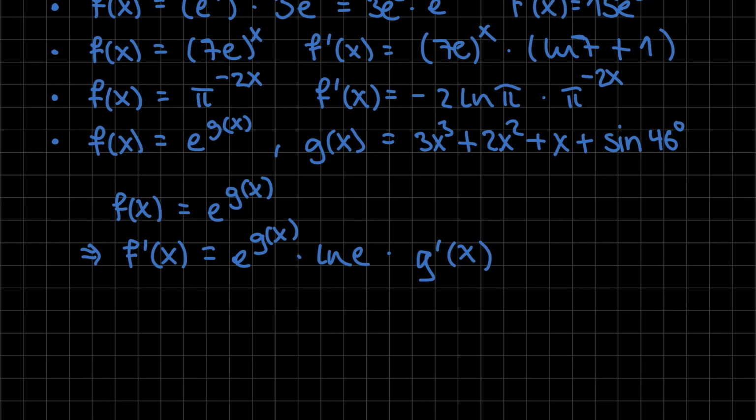Let's have it in this form. So e to the power of g of x, I'm just going to keep that way. I'm not going to write this entire polynomial in the exponent. And as for the ln of e, that's just 1. And g dashed of x will be 9x squared plus 4x plus 1. And what's the derivative of sine of 46 degrees? Well, it's independent of x, so this is just a constant, and the derivative of any constant is just 0. So we ignore it. And this is our final answer. e to the power of g of x, where g of x is just this polynomial, times 9x squared plus 4x plus 1 in brackets.